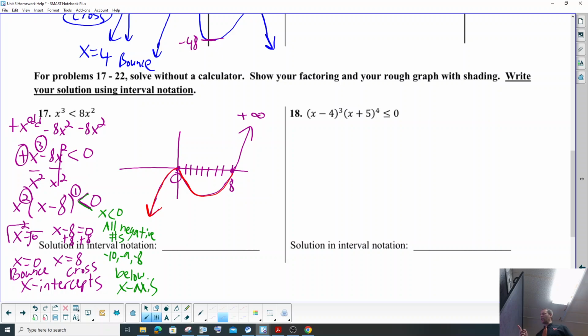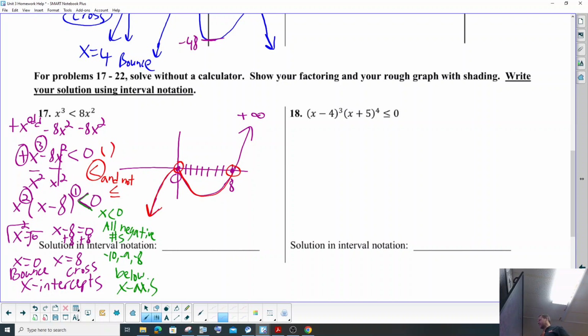Now the tricky part is that it says less than and not less than or equal to. And since it says less than, that means we don't include the zeros. Don't include, open hole, don't include the zeros. Okay? So that just means we're going to be using parentheses for our notation.